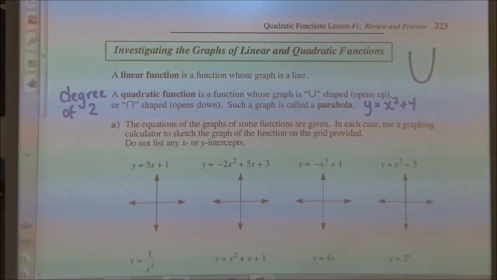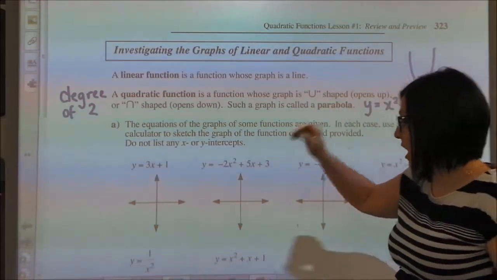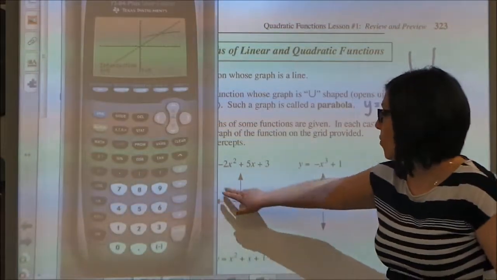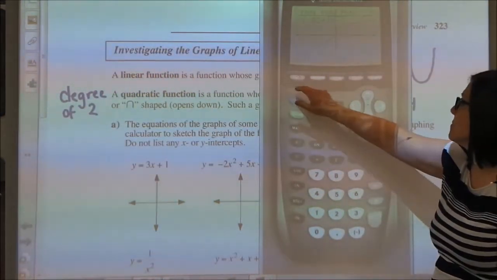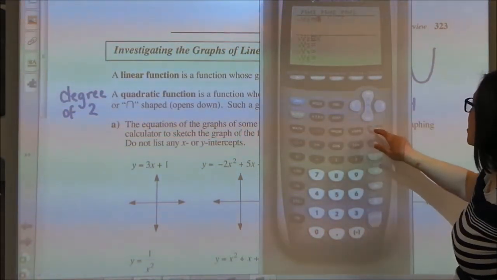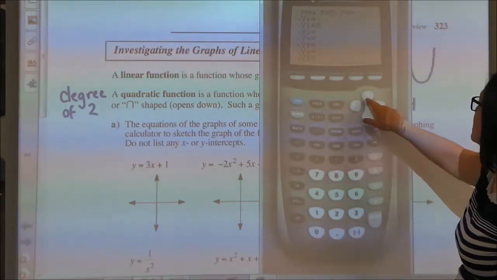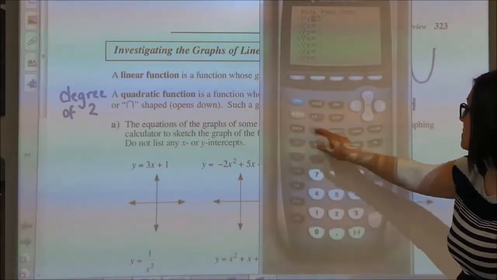So what you're going to do in this section is we are going to graph all of these using our graphing calculators, and you're just going to sketch them. Okay? You don't have to draw x and y intercepts, you just have to sketch the graph. So on your calculator, what you're going to do is go into your y equals menu. If you have any graphs drawn in y1 or y2, you're going to clear them. And then you're going to start with your y1, 3x plus 1.